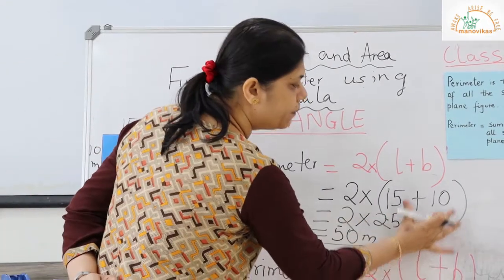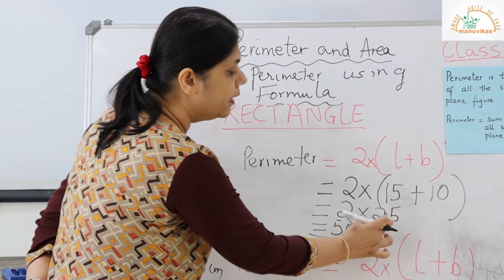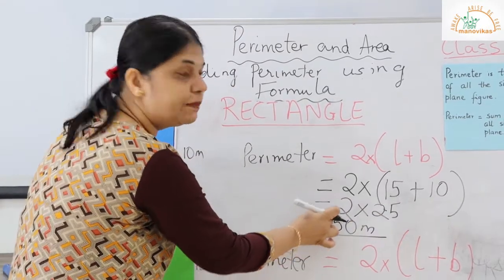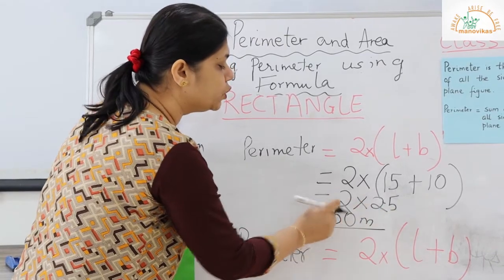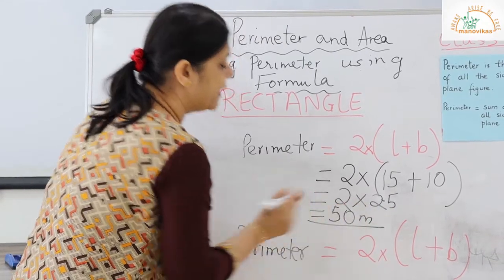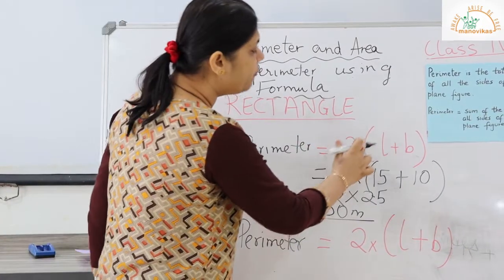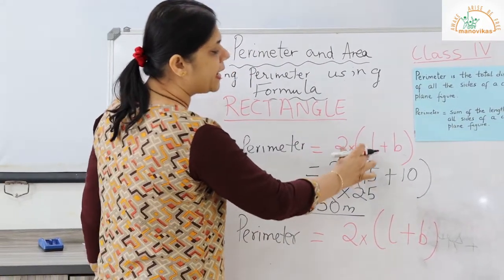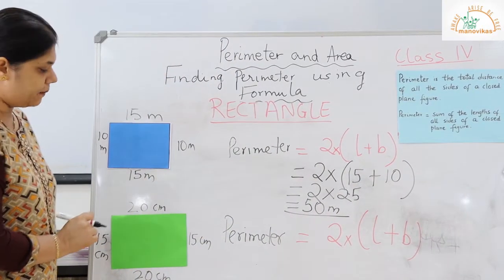So, you see what I have done? I have added the bracket first. I have got 25 as the answer. That answer I have multiplied by this 2. So, 25 multiplied by 2, I have got 50, and that is the perimeter of this rectangle using the formula 2 multiplied by (length plus breadth). Now, look at the next example.